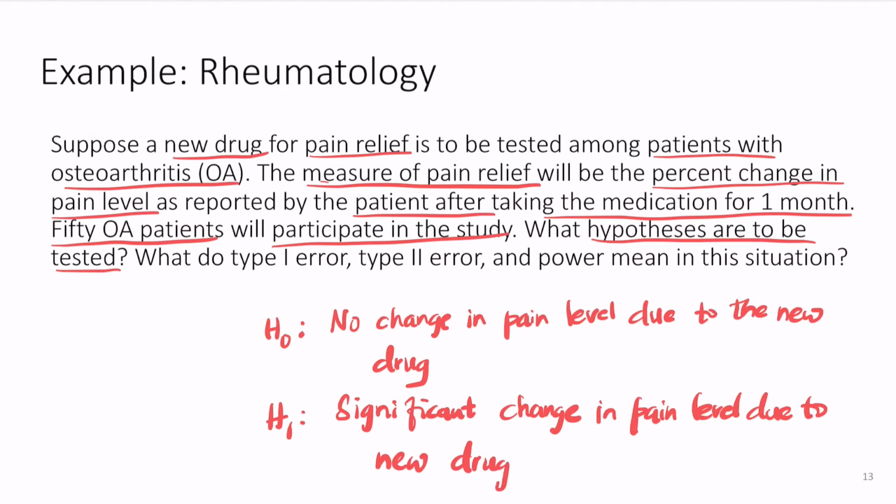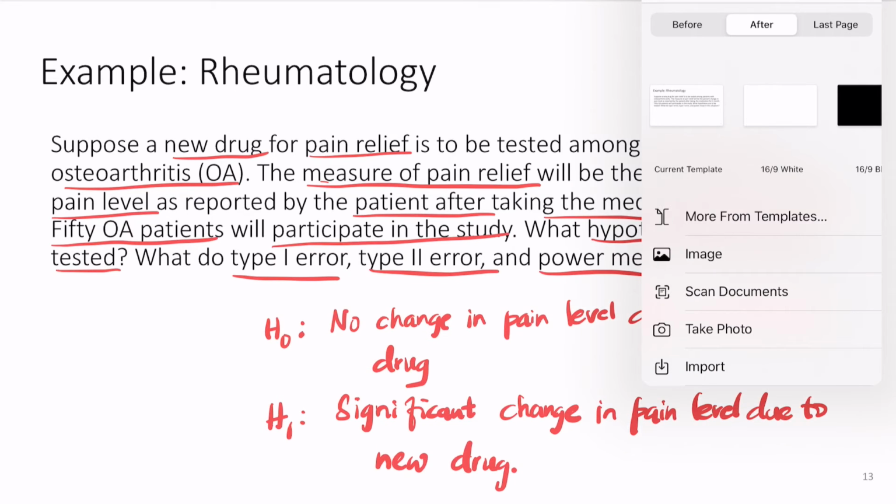So remember that H0 is always the one that we are testing. Here we have a new drug, so H0 basically says that the new drug isn't working. H1 says that the new drug is working and it is reducing the pain. So this is the idea behind H0 and H1. Now what does type 1 error mean, and what does type 2 error mean, and what does power mean? Let's come back to the original question and try to answer these questions.